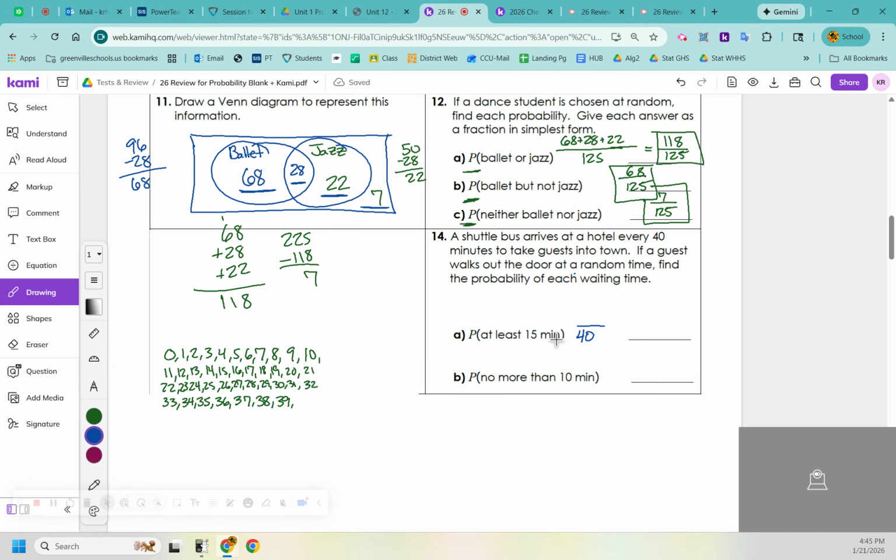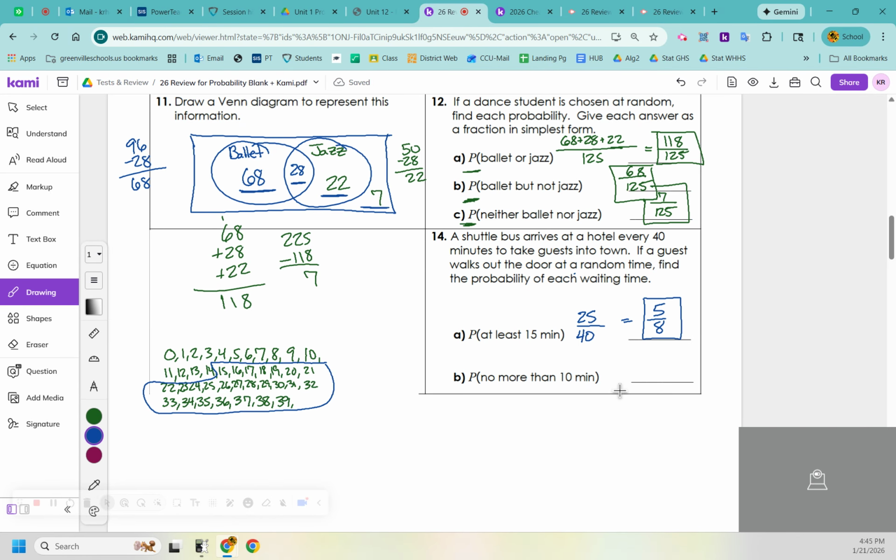So how many are at least 15? So 15 or more. That's this many. So 1, 2, 3, 4, 5, 6, 7, 8, 9, 10, 11, 12, 13, 14, 15, 16, 17, 18, 19, 20, 21, 22, 23, 24, 25. 25 minutes out of 40. Or 5 out of 8.